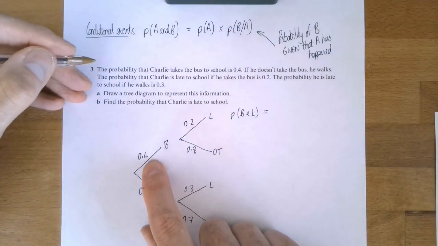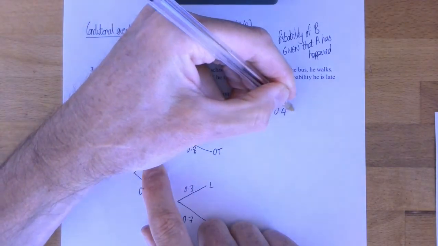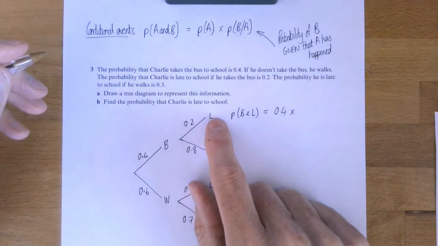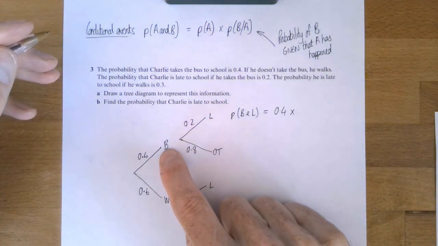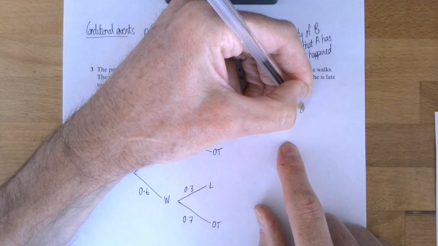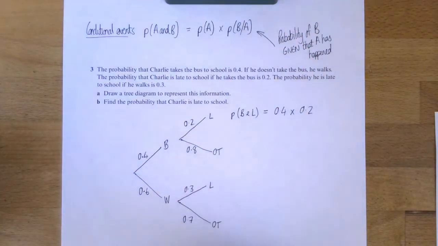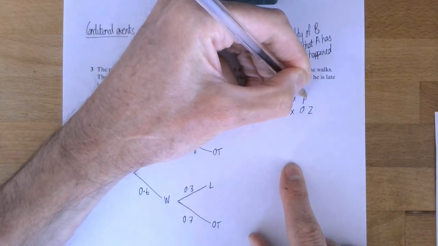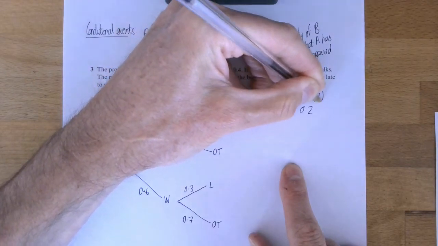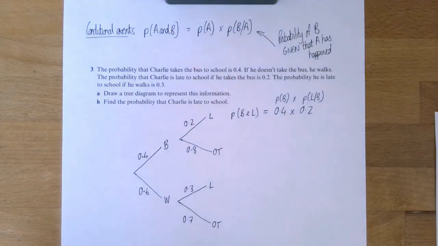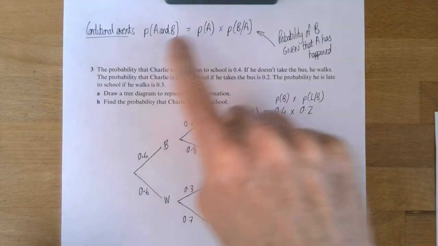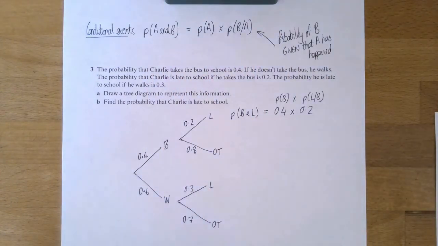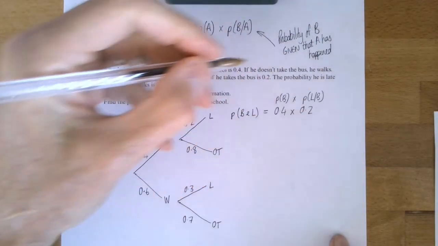is the probability that he takes the bus, the probability of B, multiplied by the probability of L given B. So that's multiplied by the probability that he's late given that he's taken the bus. So this is the probability of B, and this is the probability of L given B. So that's just what that notation means. And the reason I'm not a fan of it is because I think this is common sense. I think if I'd given you this question, you would have got full marks without having worried about that at all. So that's one way that he can be late to school.